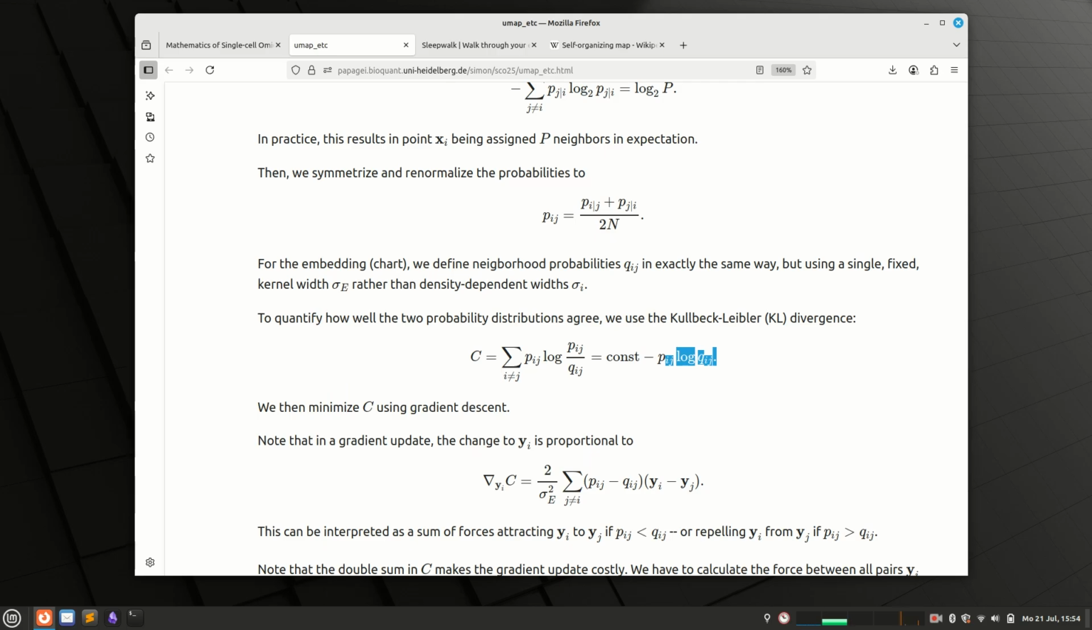Because it doesn't change the position of the minimizer. So in that sense, we have this double sum here, and if we want to calculate the gradient, then in order to calculate the movement of one particle, we have to calculate the force it experiences from every other point. So from n minus 1 different points, and we have to do this for n points, so we have to make a calculation which runs quadratic in the number of points.